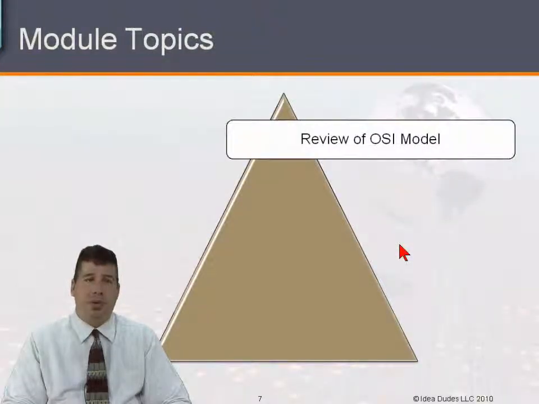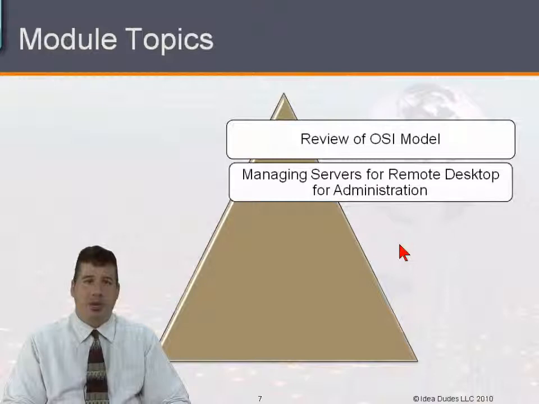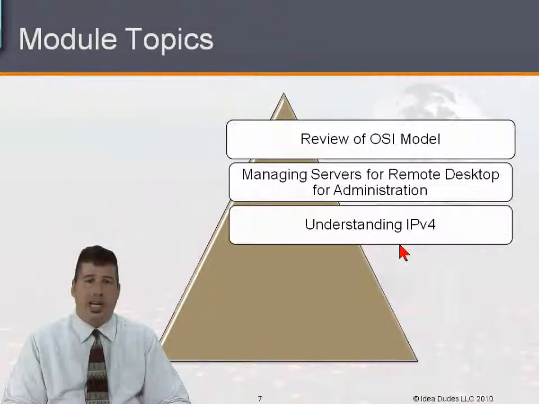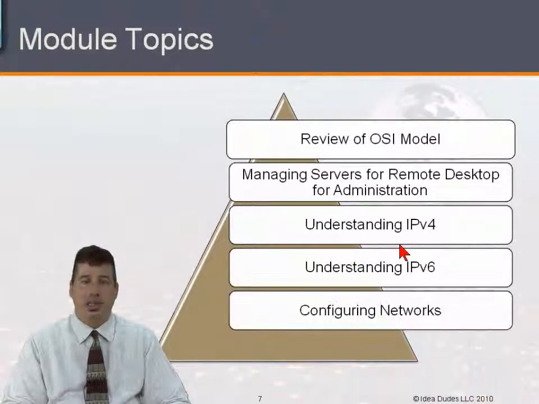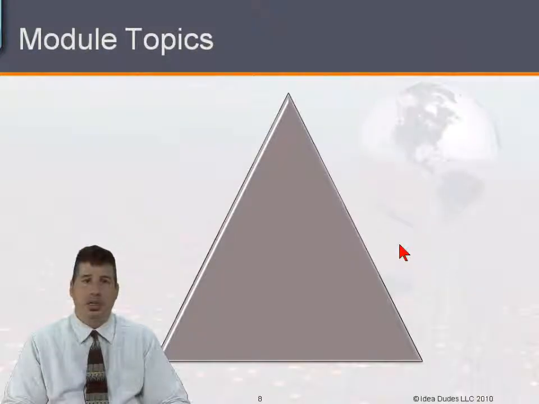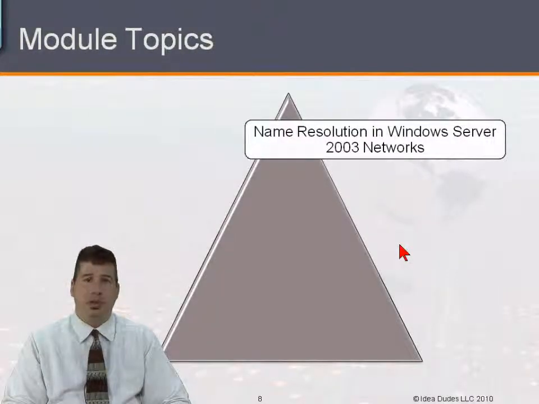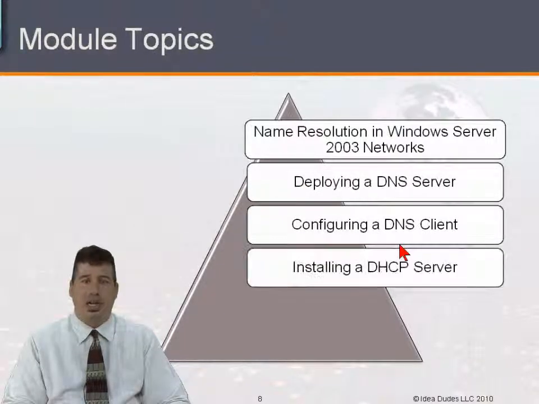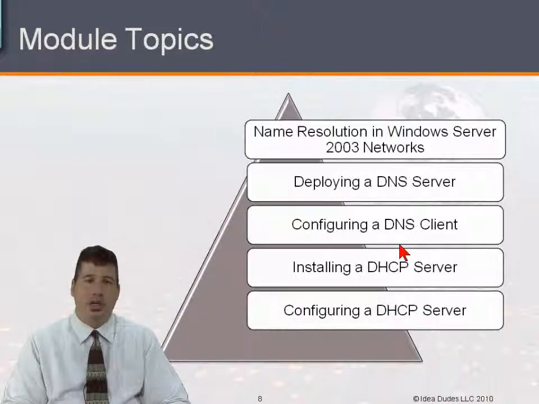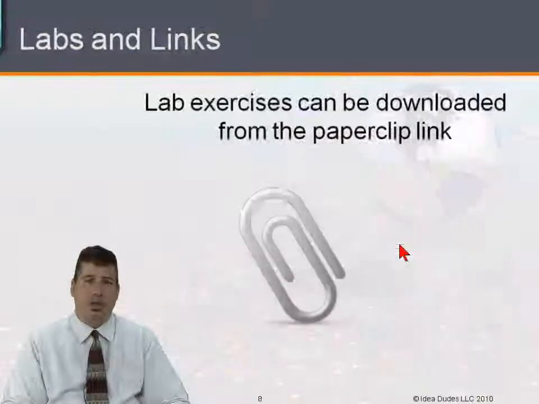So the module topics: we're going to look at the review of the OSI model, how it works, and what the different pieces are. Managing servers from Remote Desktop for administration. Understanding IP version 4. Understanding IP version 6. Configuring networks. Then we're going to look at name resolution in Windows Server 2003 networks. Deploying a DNS server, configuring a DNS client, installing a DHCP server, configuring a DHCP server.